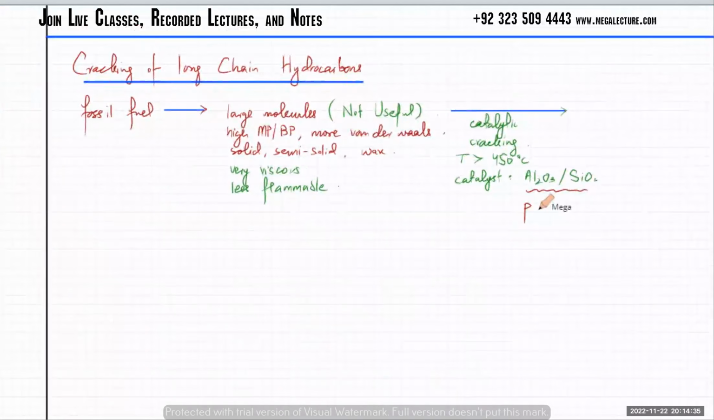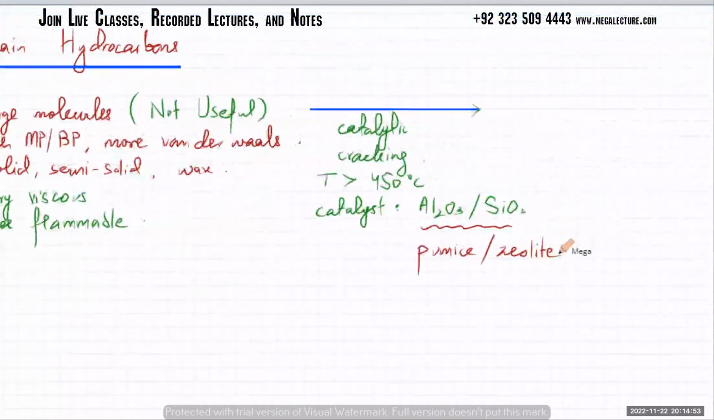So this is cracking of long chain hydrocarbons, okay? Large molecules you're going to break into small molecules. So you use pumice or zeolite, okay? That's used as a catalyst. That's so for catalytic cracking.